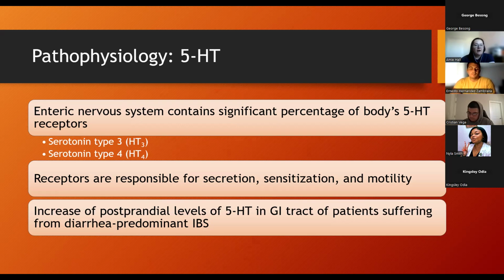There is an increase of postprandial levels of serotonin in the GI tract. If a patient is suffering from diarrhea predominant IBS, we will note increased levels of serotonin in the GI tract after eating. So we do think that serotonin plays a role in IBS because, again, in those patients who have diarrhea predominant IBS, we do see more serotonin in their gut after they eat. So we think serotonin has something to do with it.